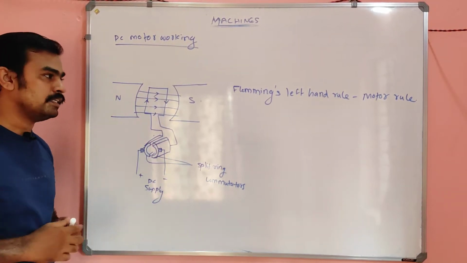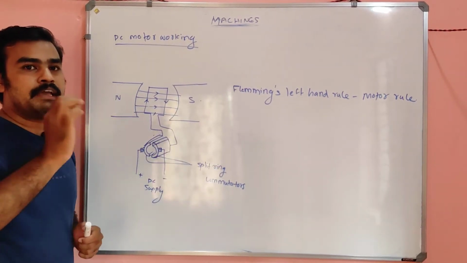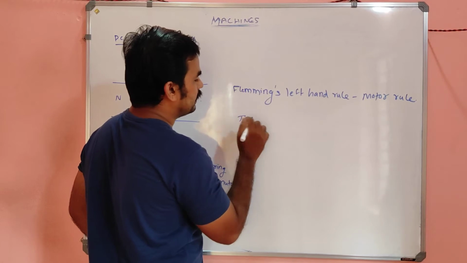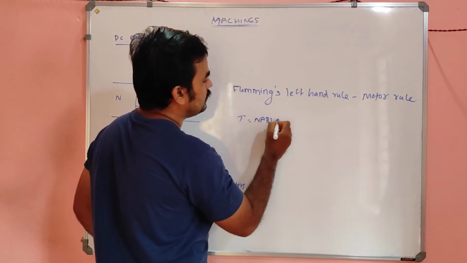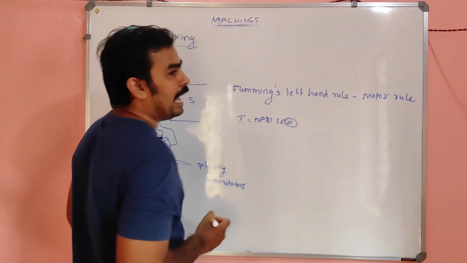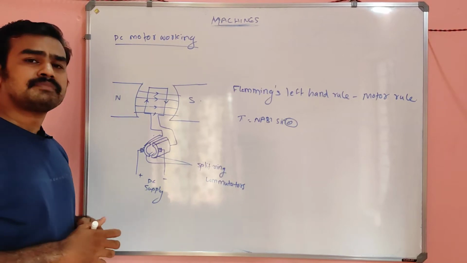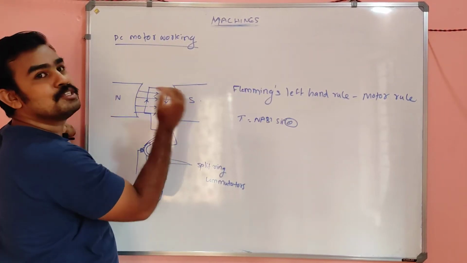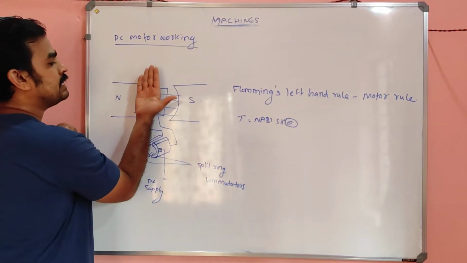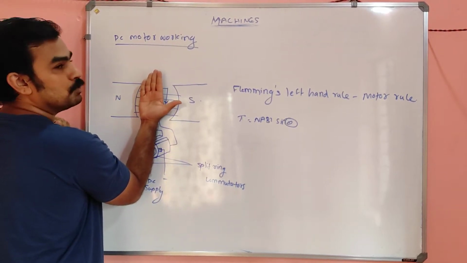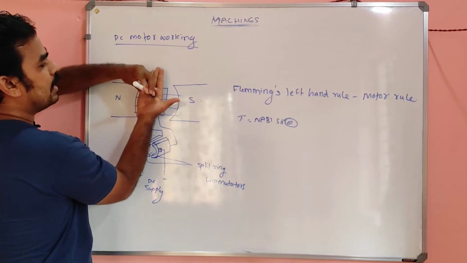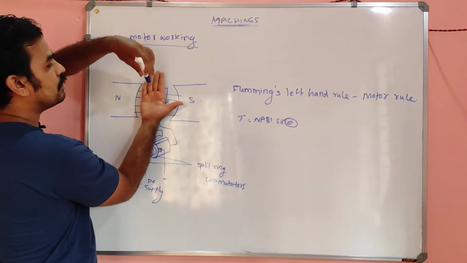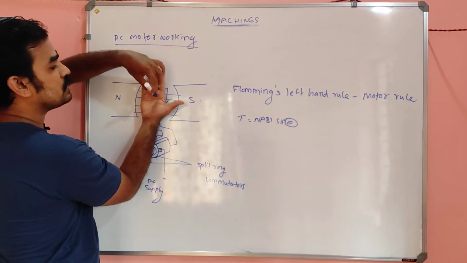the torque is NABI sin theta. Now I already explained this. Torque is equal to what, my dear? NABI sin theta, where theta is the angle between what? A line perpendicular to the surface of the coil and the lines of force. So theta will be maximum when this is in this position. So this will be theta, the angle between the perpendicular to the surface of the coil and the lines of force.